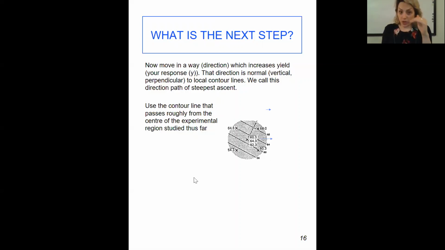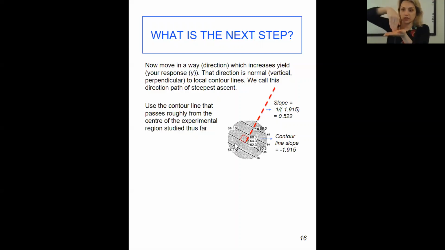So we talked about the steepest ascent. Now we want to practice to see how we can find it. Look at here. Whatever slope your contour lines have, you want to find the line vertical to that contour line. So we would use the contour line that passes roughly through the center of the experiment. Here is the center of the experiment, right? And then we are going to draw this vertical line.